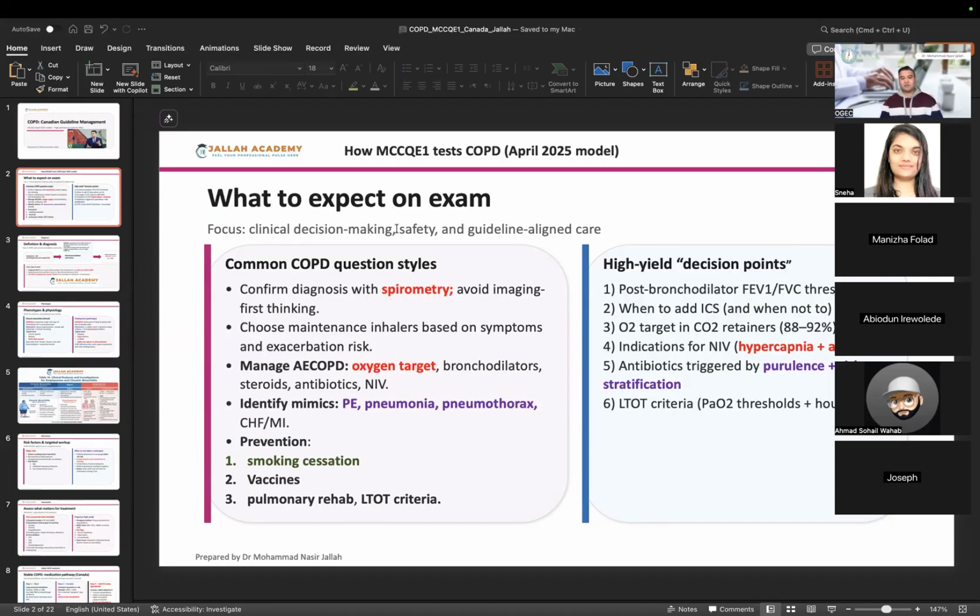Exam common COPD question style would be to confirm the diagnosis. Like how do you confirm the diagnosis? So obviously we have to know about the definition, like what is COPD, which they're not going to ask you about, but we have to understand it, and I'm going to give you guys the definition in the next slide. But how do you confirm it? How to diagnose it? So spirometry, it has to be on the top of your list.